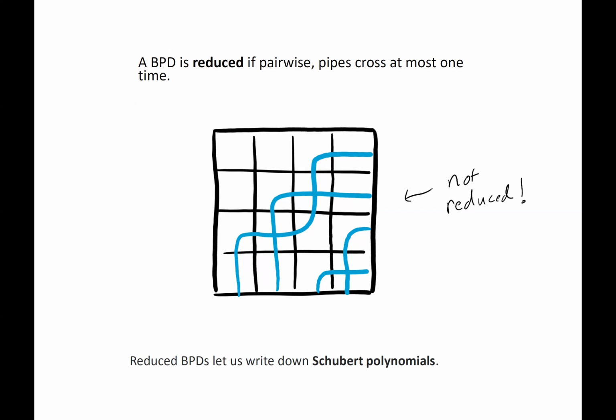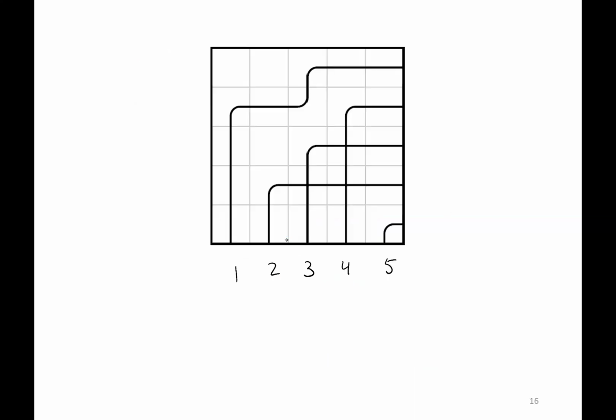But the point is that as we follow along these pipes, we cross here and cross here. And so those two pipes came back and crossed each other again. So when we take just the reduced pipe dreams, we're able to write down Schubert polynomials. So what we do to get a permutation in this case is we just follow the pipes.